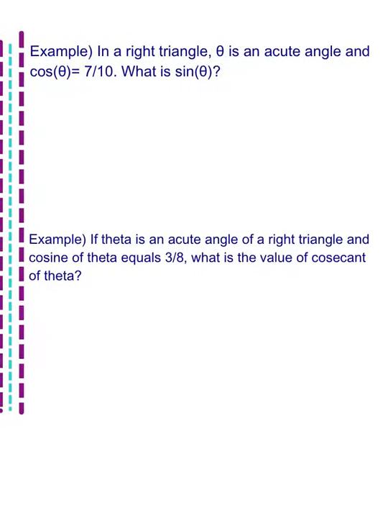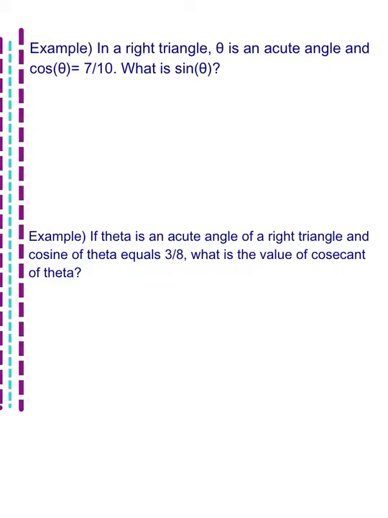Let's look at this next example. It says in a right triangle, theta is an acute angle, and cosine of theta is 7/10. What is sine of theta? So let's draw a right triangle. And I can set my theta anywhere. They say cosine is 7/10. So what they're giving me is that the adjacent side is 7 and the hypotenuse is 10. So they're asking, what is sine of theta?